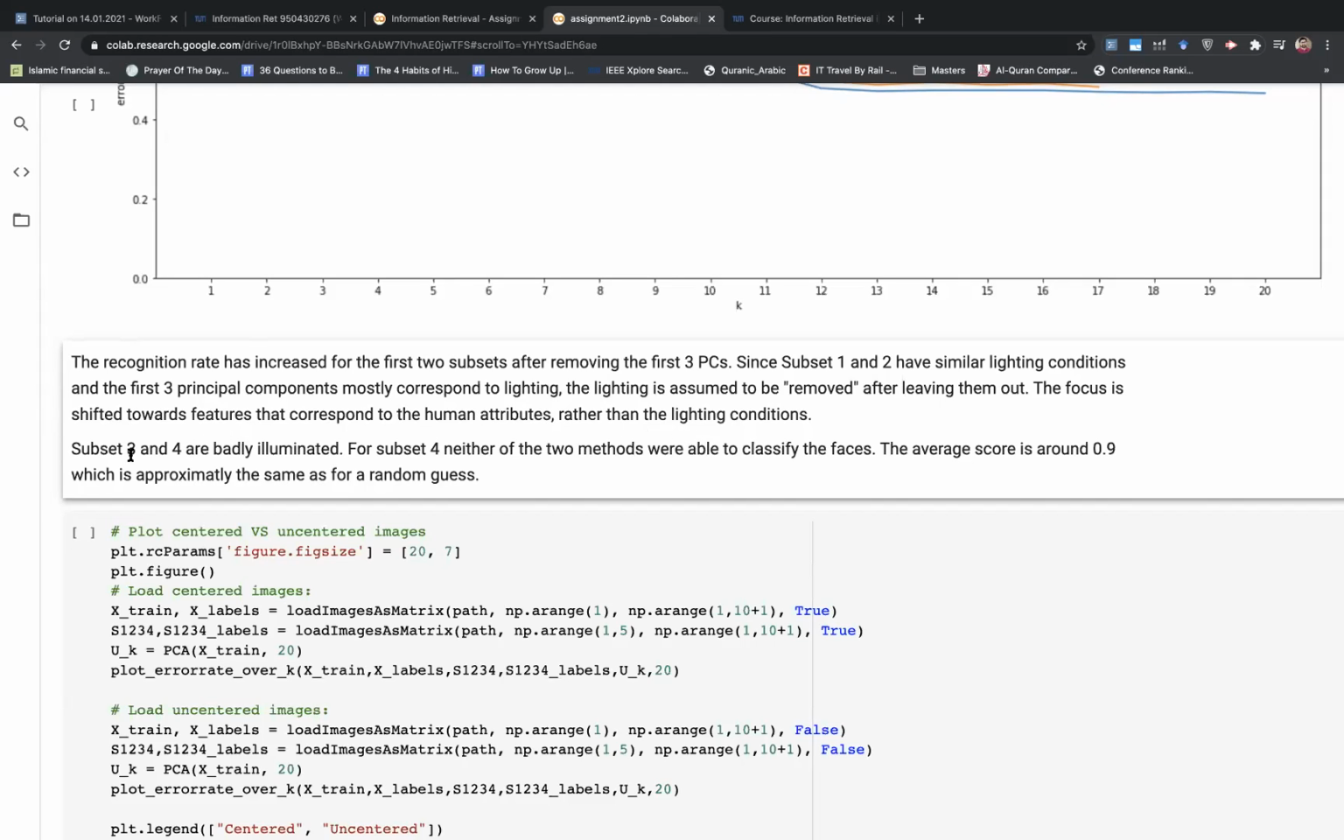And also subsets 3 and 4, if you open them physically, in the form of an image, you see that they're really badly illuminated. So that's probably why, for subset 4, neither of the two methods were able to classify. The average score is around 0.9, which is approximately the same as for a random guess. Okay, so you can see that this tells us a lot about what's happening underneath.